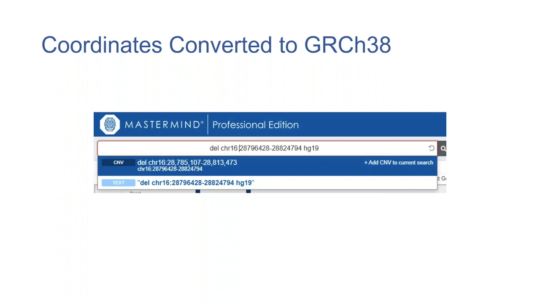So you can go into Mastermind and enter this, and you can see the nomenclature you have to use here, where I put del because it's a deletion, chromosome 16. I put in the chromosome position, and because I'm using HG19 coordinates, I put that in the search term, and then Mastermind automatically converts those coordinates into version 38 coordinates to allow you to go ahead and do this search.